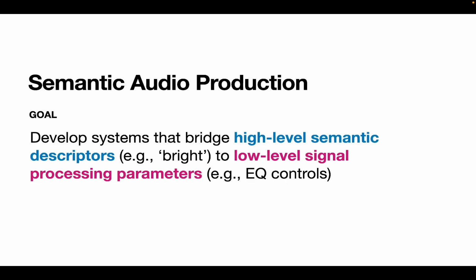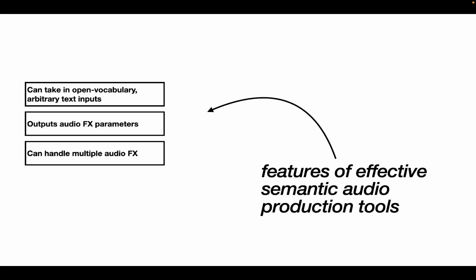Semantic audio production seeks to bridge this gap by linking high-level descriptors, for example, old-time telephone, to low-level signal processing parameters, for example, the controls of a parametric EQ. To be effective, a semantic audio tool must not only generate meaningful effect parameters for a wide variety of text prompts, but also allow users to refine them according to their individual preferences.